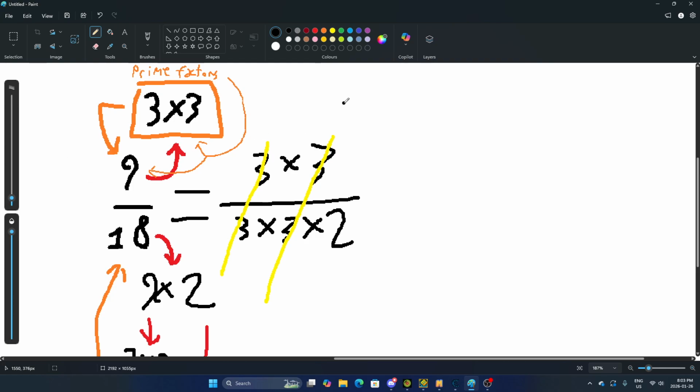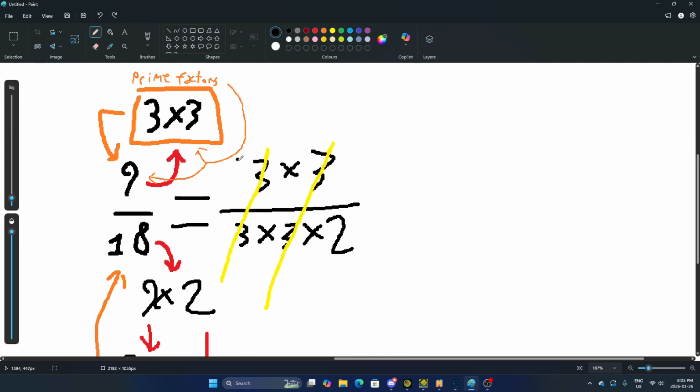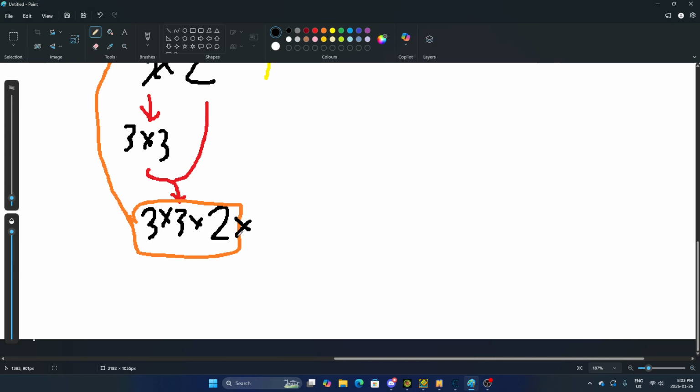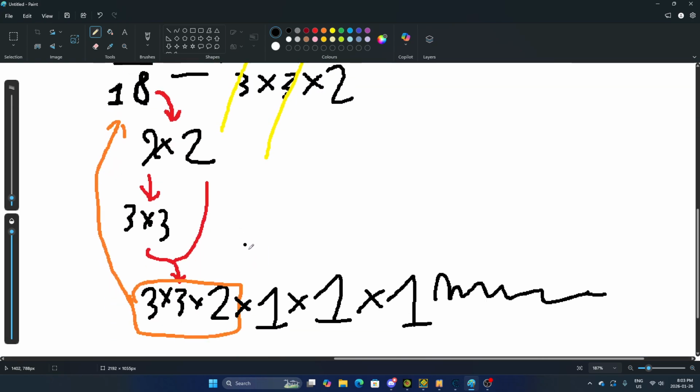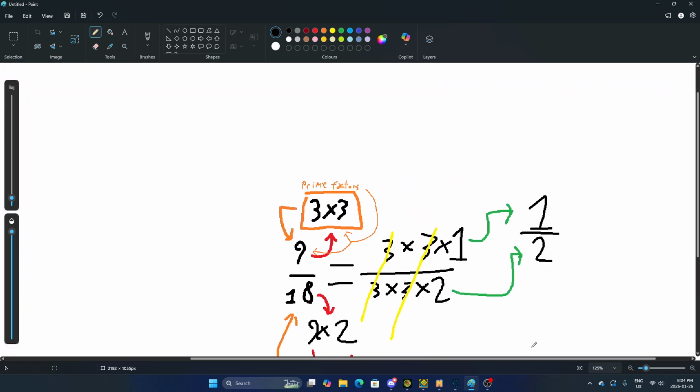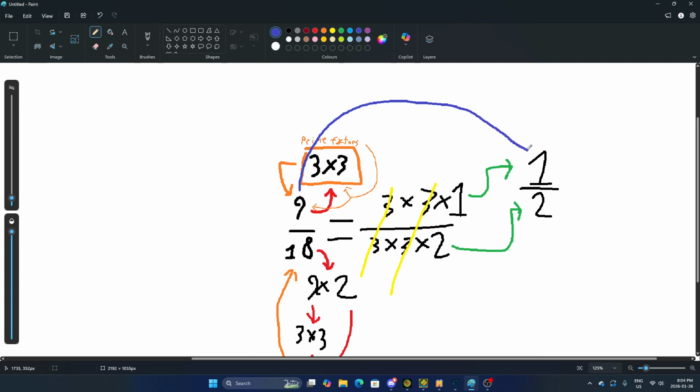Well, actually, every number in math also has the prime factor of times 1. You can say times 1 times 1 times 1 and so on to infinity, because it equals the same. So if we take our two numbers that are remaining from crossing out the 4 threes, we end up with 1 over 2. So 9 over 18 equals 1 over 2.